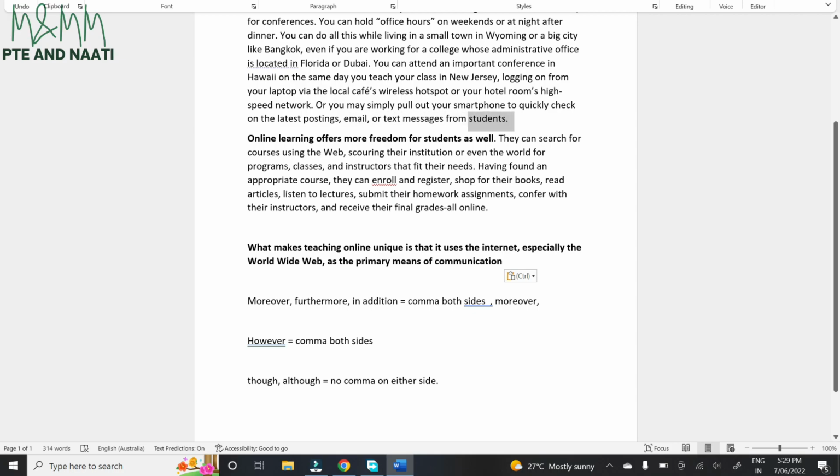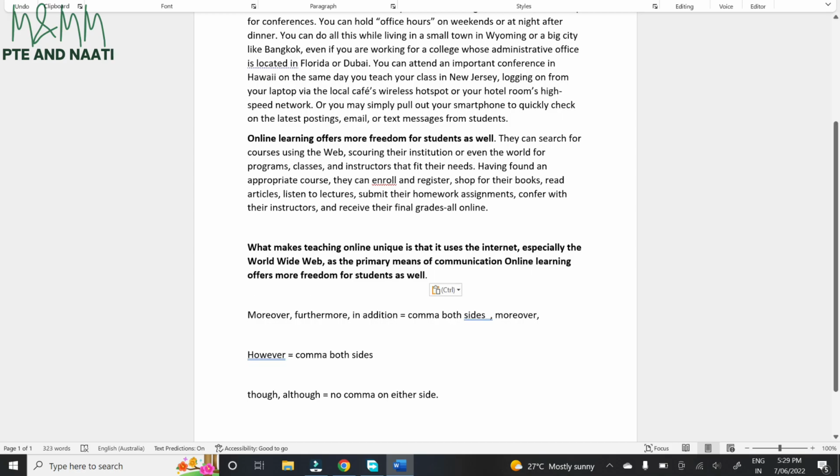And then for the next part, I'll just take this sentence and I'll copy and I'll paste. Now, obviously I need to combine these two sentences. If you read these two sentences out, you will find that what makes teaching online unique is a positive word, that it uses the internet as a primary means of communication. It's a very positive kind of statement. Nothing negative has been said. And if you read the second sentence, online learning offers more freedom for students as well. It's again a positive statement. Nothing negative has been said.